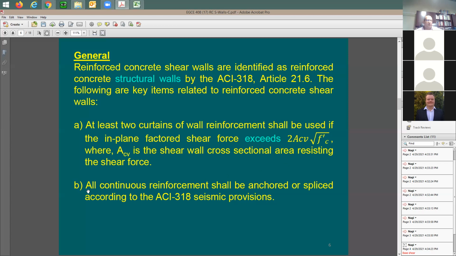Also, they say here that all the continuous reinforcement, horizontal reinforcement, vertical reinforcement, needs to be anchored or spliced. You guys remember the hook, 90-degree hook, 180-degree hook, and the splice length. So you need to follow these requirements. We have specific requirements for splicing and anchoring the rebars.